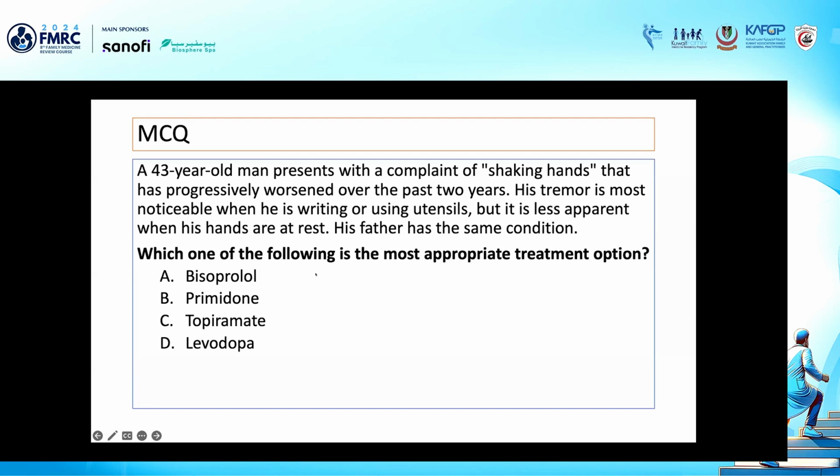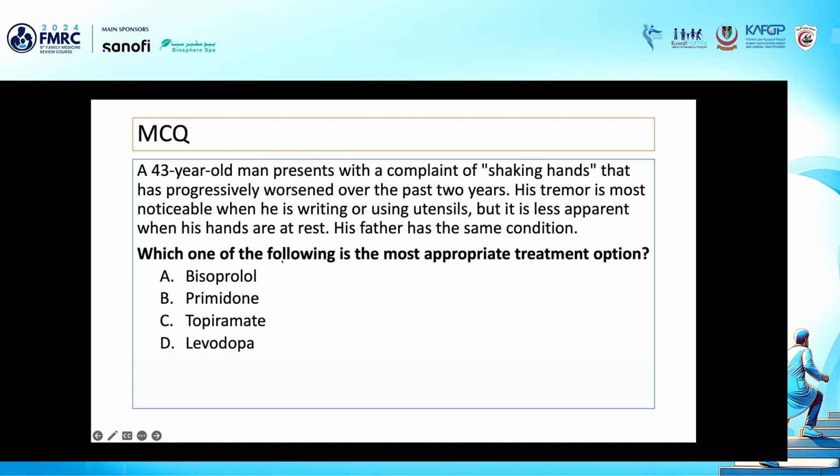Which one of the following is the most appropriate treatment option? Bisoprolol, primidone, topiramate, or levodopa? What do you think? Most of you answered A. Okay. Should it not be propranolol? Okay, at least one person is awake.